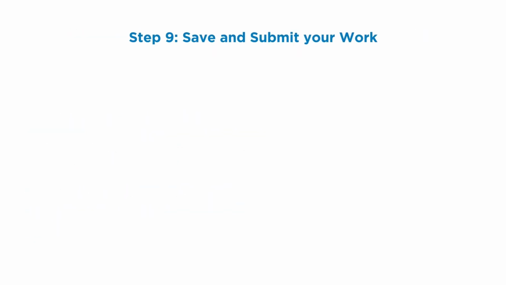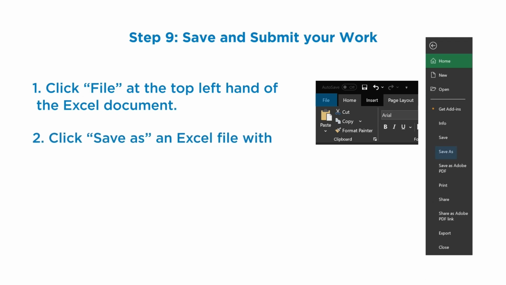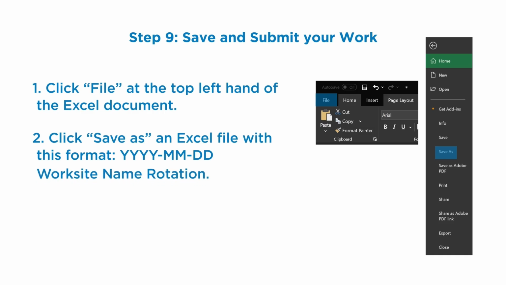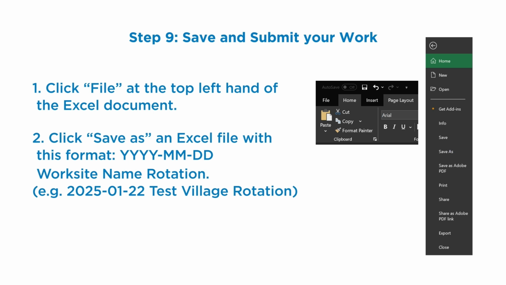Step 9. Save and submit your work. Click File at the top left hand of the Excel document. Click Save as an Excel file with this format: year, month, day, worksite, name, rotation. For example, 2025-01-22 Test Village Rotation.